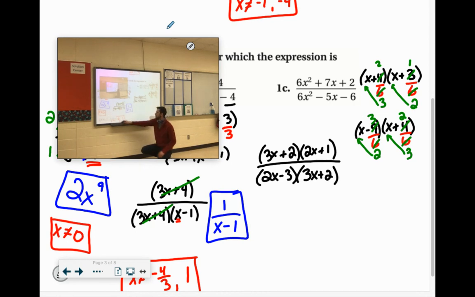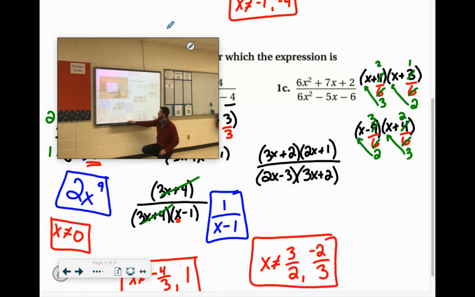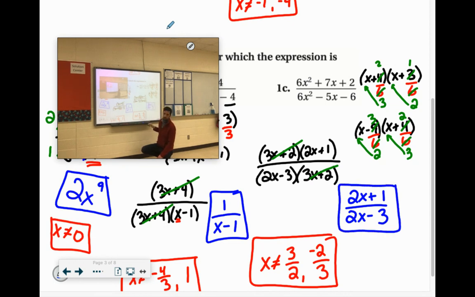Now, before we start crossing stuff off, let's get our excluded values. Think of how we would solve 2x minus 3. You would add 3 and then divide by 2. Think of how you would solve 3x plus 2 equals 0. You would subtract 2 and then divide by 3. So those are our excluded values. Now what can we simplify? We can cross out the 3x plus 2, which leaves us with 2x plus 1 over 2x minus 3. Now you might see those 2x's and think I can simplify that, but it'd have to be grouped out on the outside for you to do it.